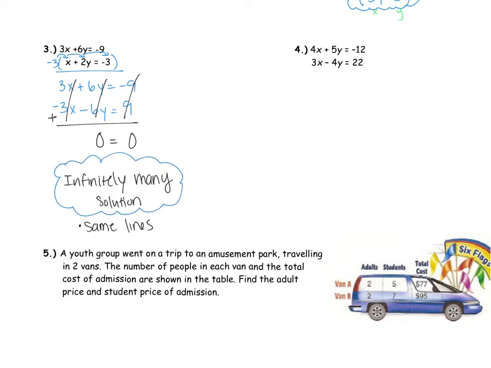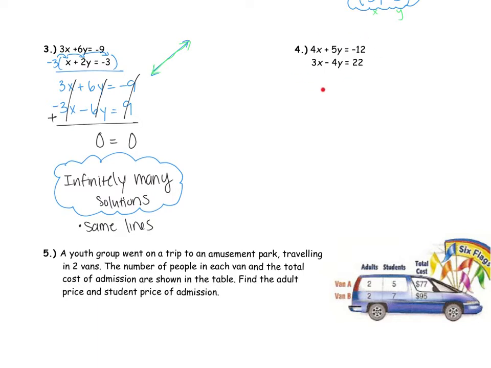Because if you were to graph this, you would have graphed the first line and you would have realized the second line is just the exact same line. So when the two lines are on top of each other, that means they intersect everywhere. And so that's how there are infinitely many solutions.